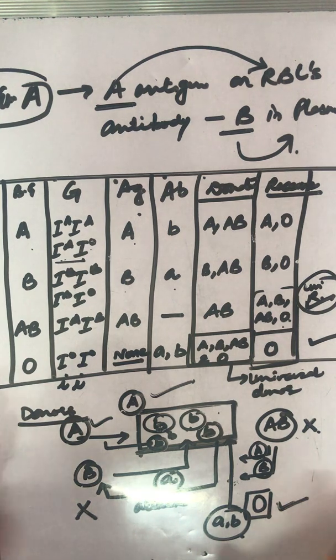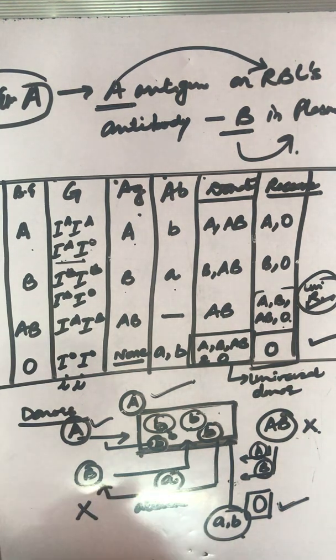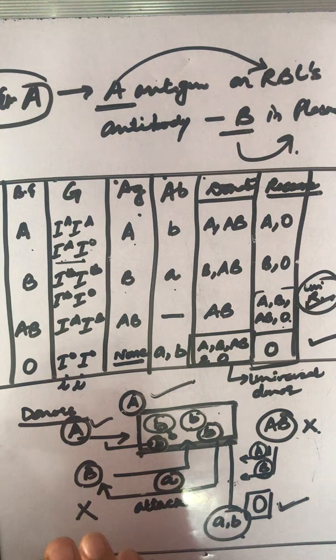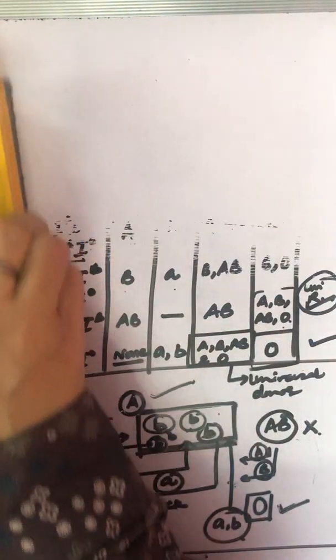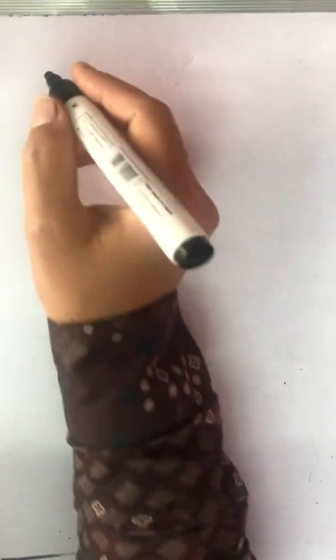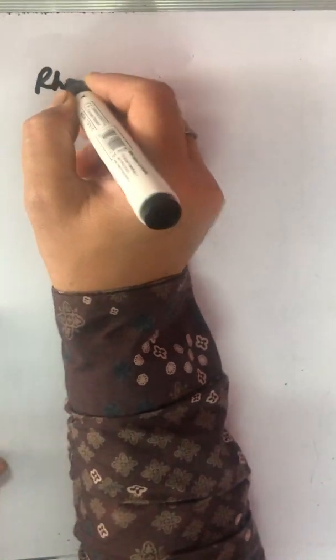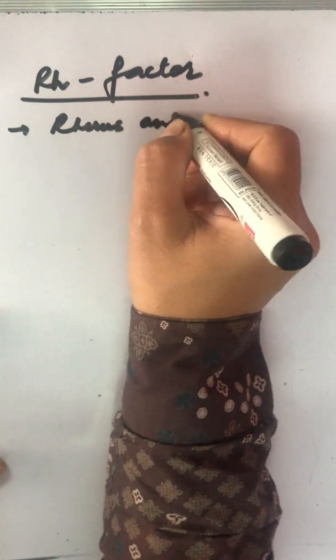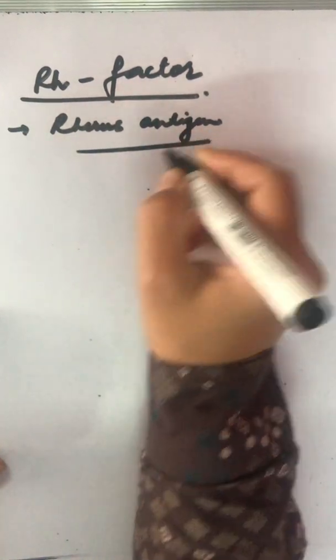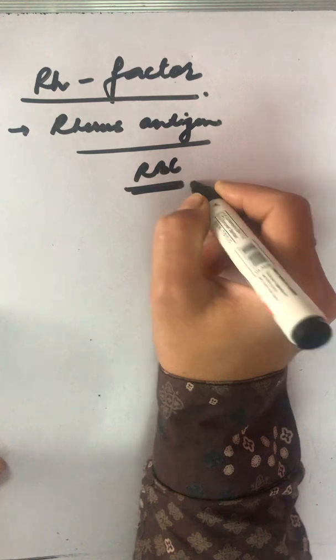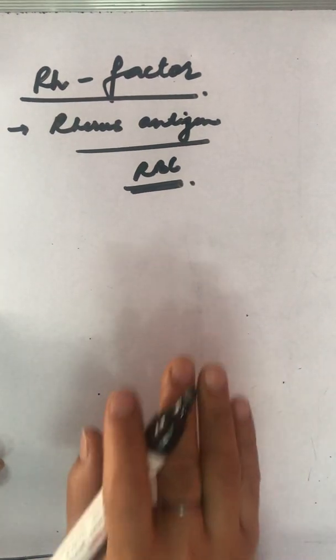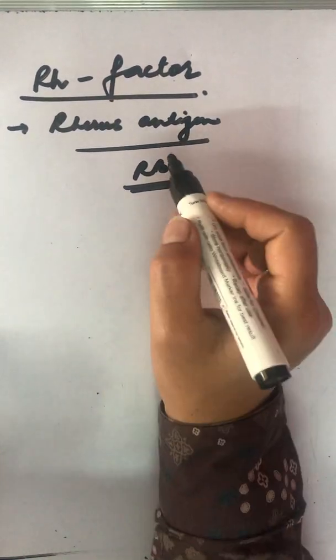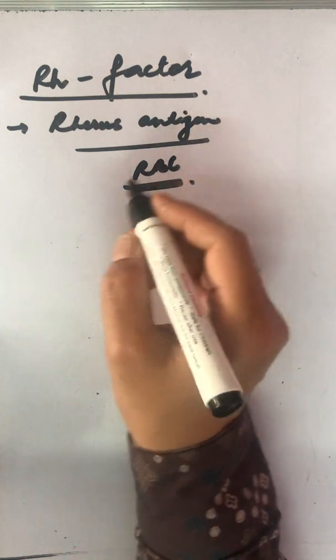Clear? Understood? Now moving to RH. What is this RH? This RH stands for the rhesus monkey, a protein known as, first we write the topic, RH factor. This is the rhesus antigen present on the surface of RBCs in many people. It was discovered in 1914 that this is present in the blood of a rhesus monkey.